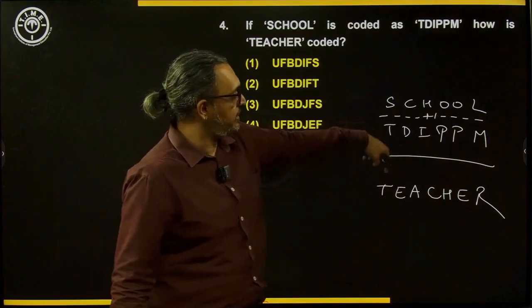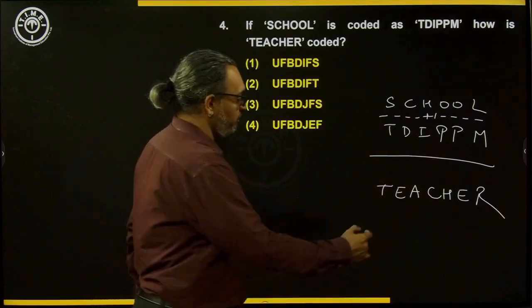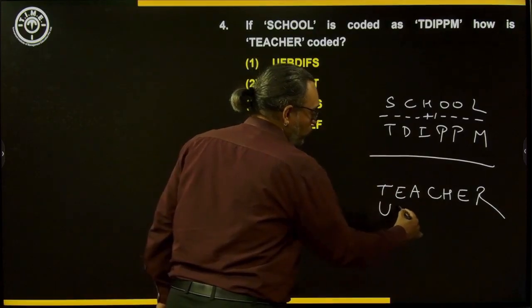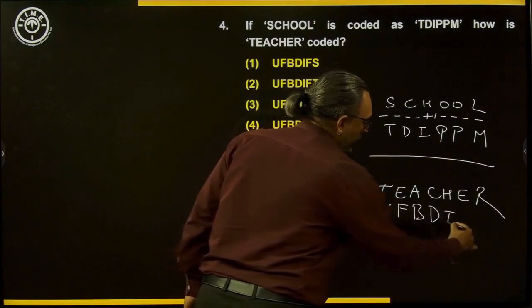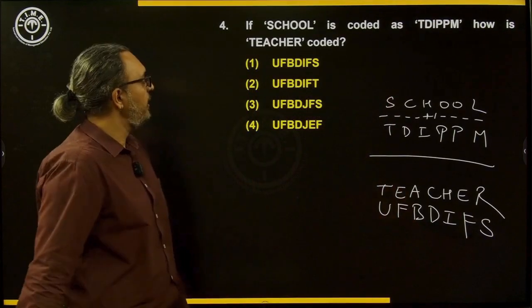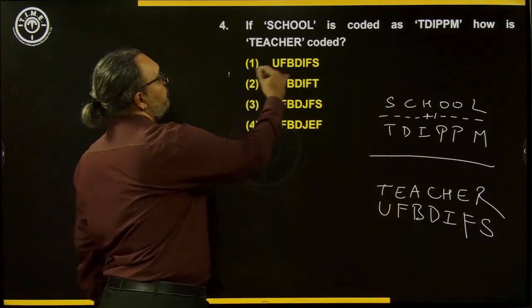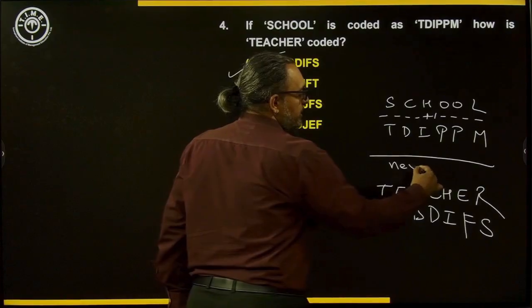S is T, C is D, H is I, O is P, O is P, L is M. Take the next alphabets. So U, F, B, D, I, F, S. That is available in the first option. So the logic is the next letter.